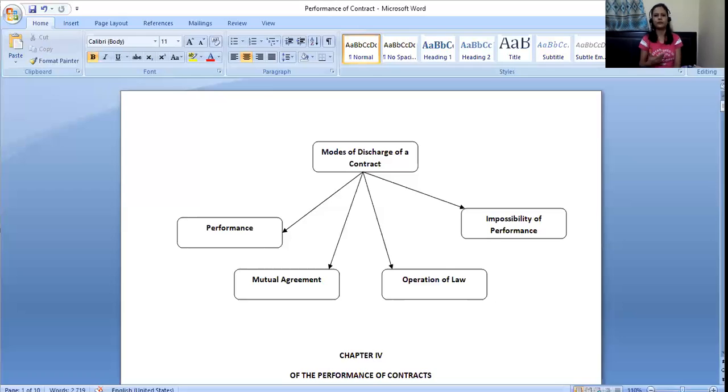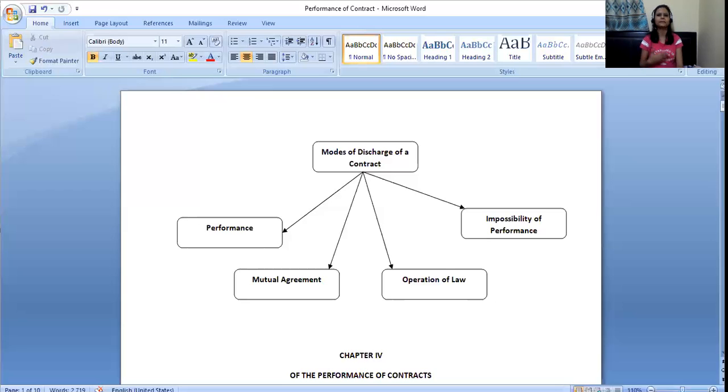Next, maybe by operation of law. What can be operation of law? Anyone? How can a contract be discharged by operation of law? Operation of law means the law would come into the picture and play its role. Take for example, there is a contract between two persons and one of the parties dies. What will happen in case of death of one of the parties? Will their legal representatives be responsible or not? Who will decide that?